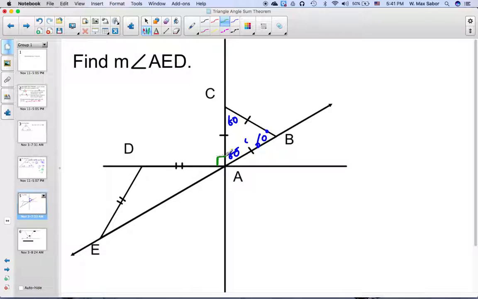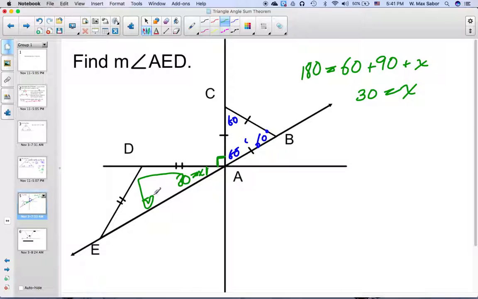Because this is a coordinate plane, I can say that right angle and 60 and this angle, let's call this x, have to add up to 180. So 180 equals 60 plus 90 plus x. So when we solve that, we get 30 equals x. So this is 30. Well, that's 30. Now that that's 30, this will be 30 because these are isosceles.